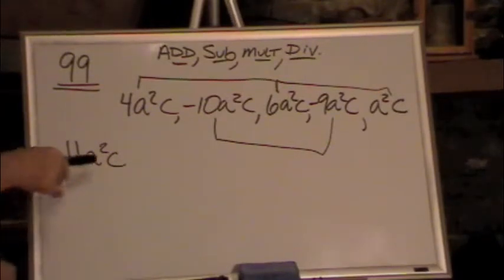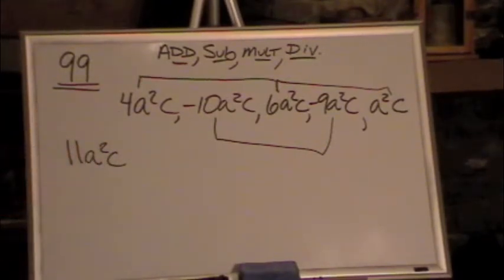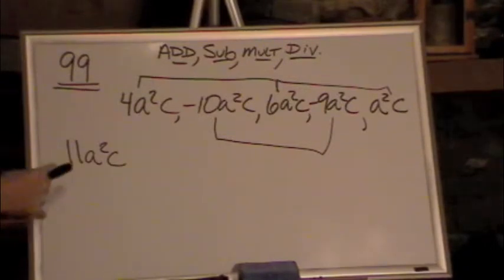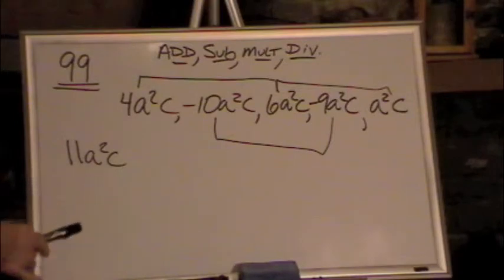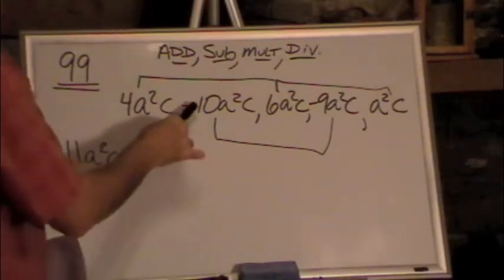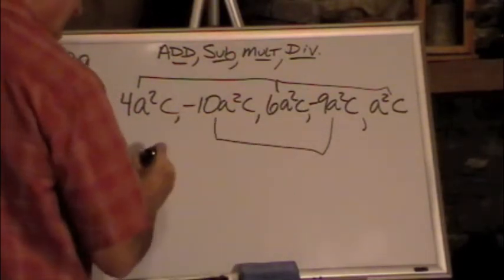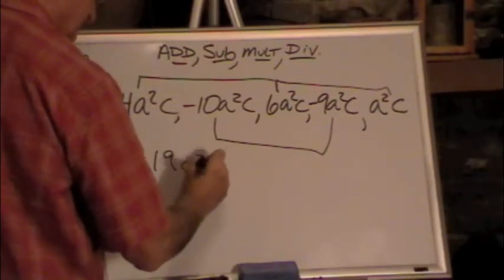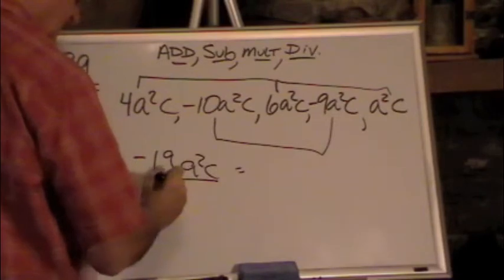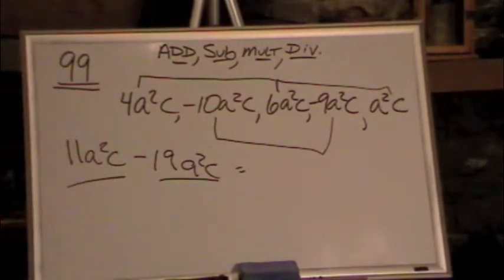Those are 11 aardvarks, okay? They're a weird creature, an a squared c creature. 11 aardvarks. Over here, you got a negative 10 and a negative 9. You have a minus 19 aardvarks. Those poor aardvarks.